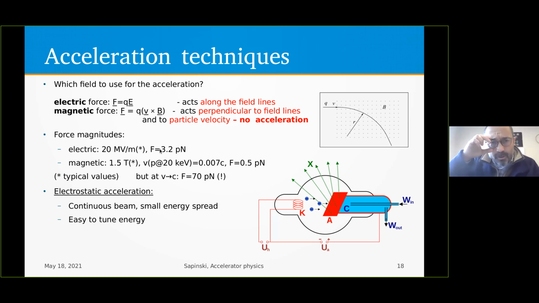And this is important because you will see later that at low energies, we often use electric devices to control the beam, while at high energies, we like to use magnetic devices, magnets. That's because when the velocity of a proton goes towards the velocity of light, we are getting forces of around 70 piconewton. It's actually not completely true because I didn't use the relativistic formula, but this force starts to be really, really big.